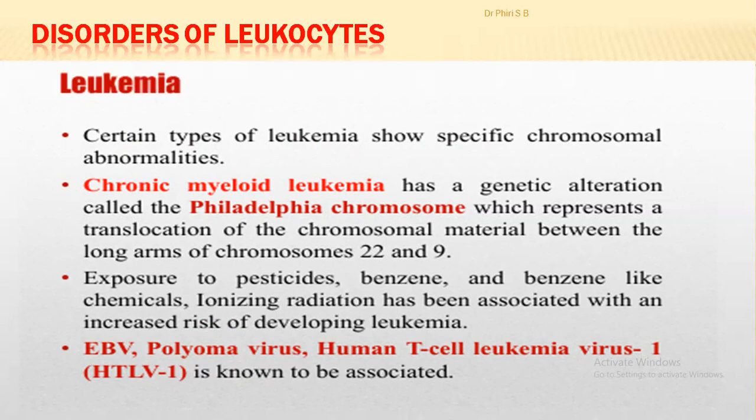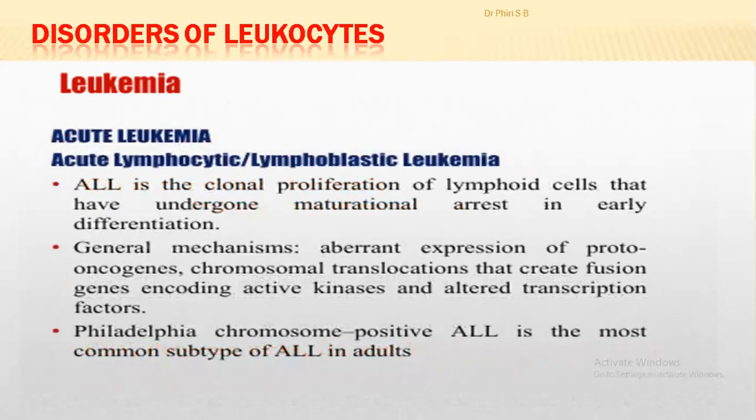And then there are also other viruses that can cause leukemia. You also have the Epstein-Barr virus, the EBV virus, that can cause leukemia. Polyoma viruses and human T-cell leukemia virus, also called HTLV-1, are also associated with leukemia. So all these viruses are associated with leukemia.